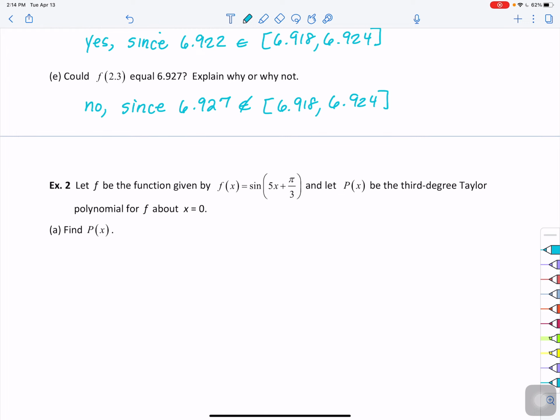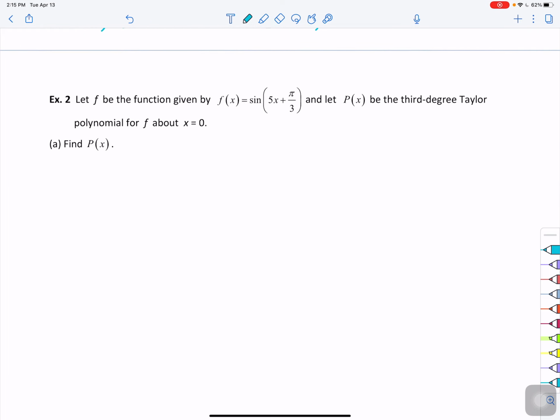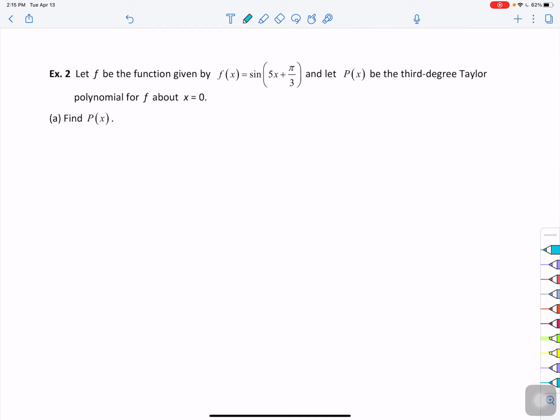Okay, so let's go ahead and take a look at example 2. We just have 2 more examples. Let f be the function given by f of x equals the sine of 5x plus pi over 3. And let p of x be the third degree Taylor polynomial for f about x equal to 0. Okay? So, find p of x. So we need that p3 of x.